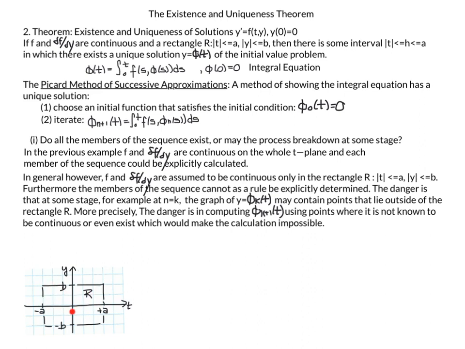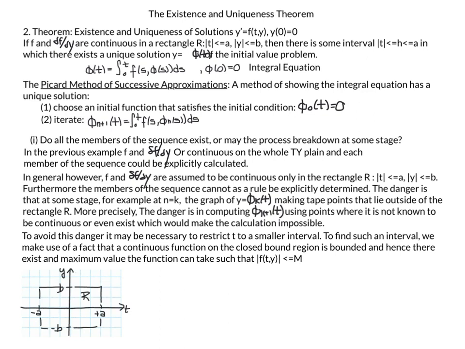So in this case, we might have started in the domain, but our function might have taken us out of the domain. And once it takes us out of the domain, when we compute our next term, phi of k plus 1, we're outside where we know f and f dy are continuous. So when we try to calculate phi of k plus 1, we're using points where it is not known to be continuous or maybe doesn't even exist, which would make the calculation impossible. So this is our potential problem.